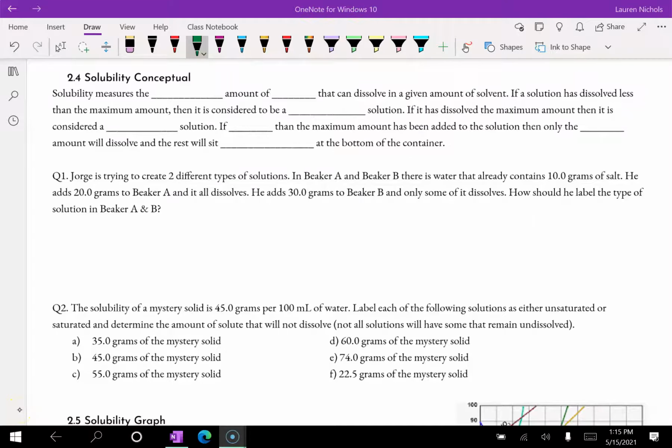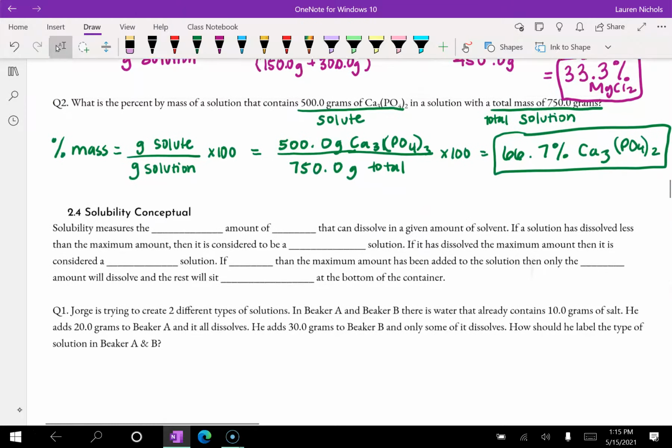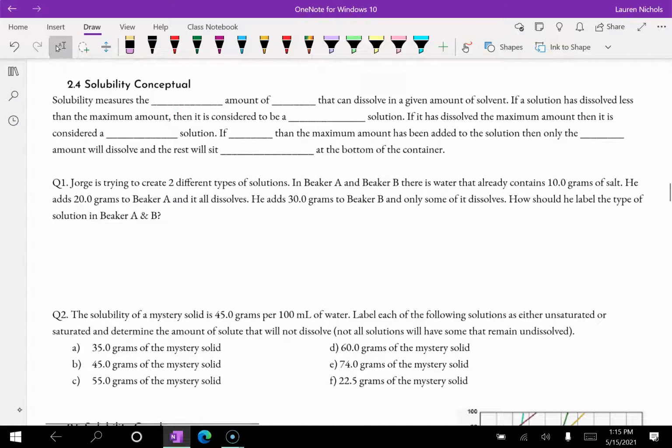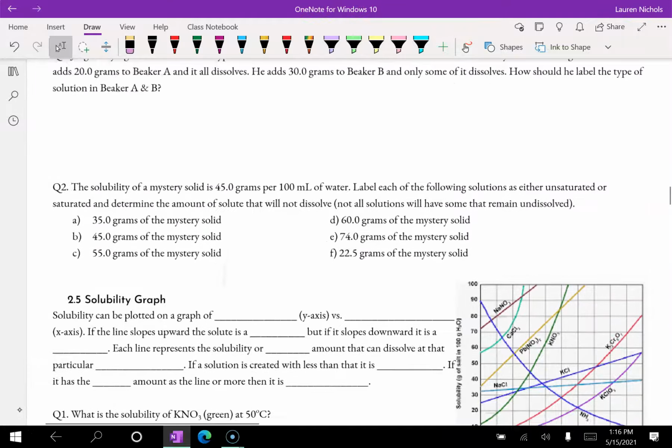In the previous video, we talked about molarity and percent by mass, and it was our first Unit 2 video going over the study guide. So we're now going to get into the ideas of solubility. In solubility, we split up into two skills: a conceptual understanding, and then specifically a skill on being able to analyze and read and get data and information from a solubility graph.